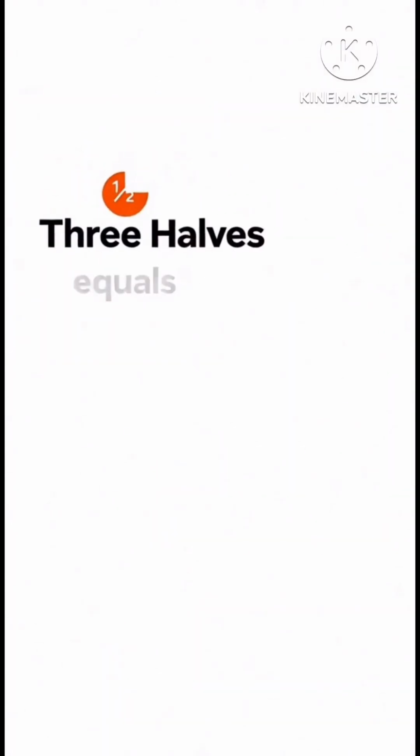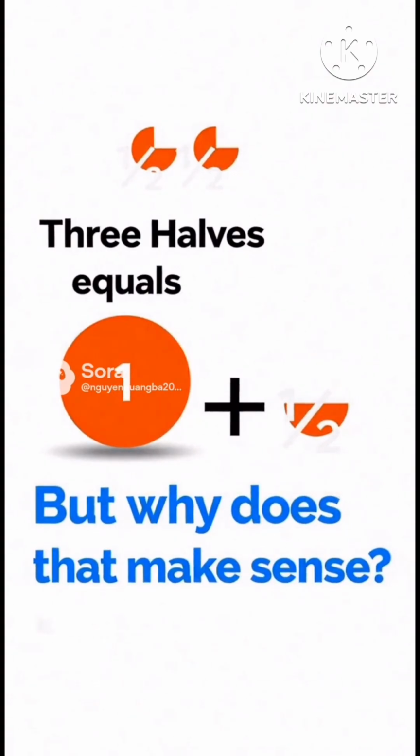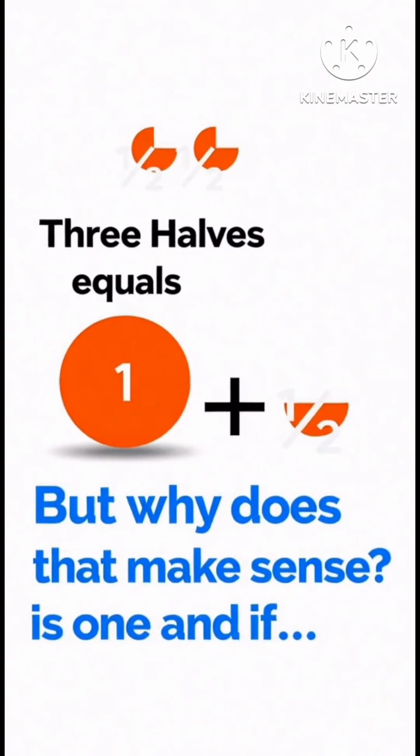3 times a half. That's 3 halves. Stack them together, and you don't just get a half, you get 1 1/2. Like pouring 3 half-full glasses into 1 big cup. It fills to 1 1/2.